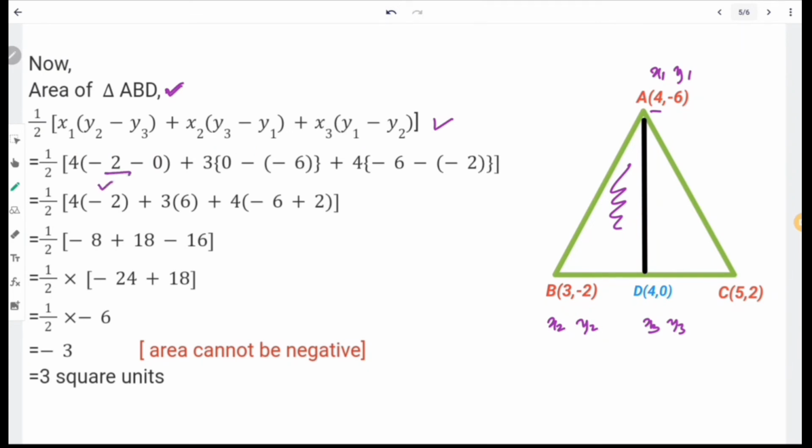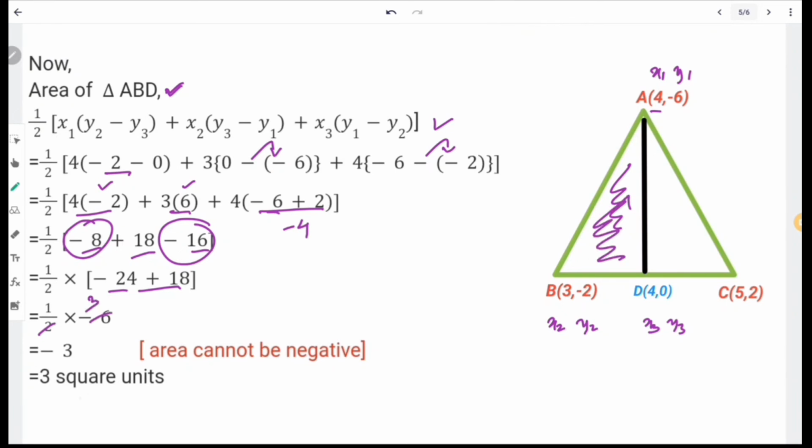Minus 2 minus 0 is minus 2, minus into minus is plus, so just 6 here, right? Then minus into minus is plus, so we'll have minus 6 plus 2. Then 4 into 2 is 8, 3 sixes are 18, minus 6 plus 2, we're going to get minus 4, right? Then 4 fours are minus 16. So minus 16 minus 8 will get minus 24. And when you subtract these two, we're going to get minus 6. Then 2 ones are 2, 2 threes are 6. But remember, area cannot be negative, okay? So we'll take it positive, 3 square units.